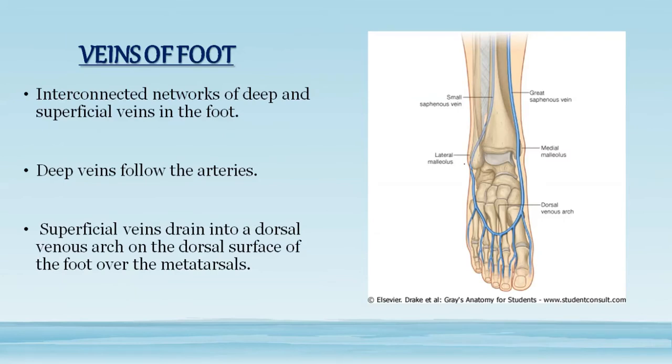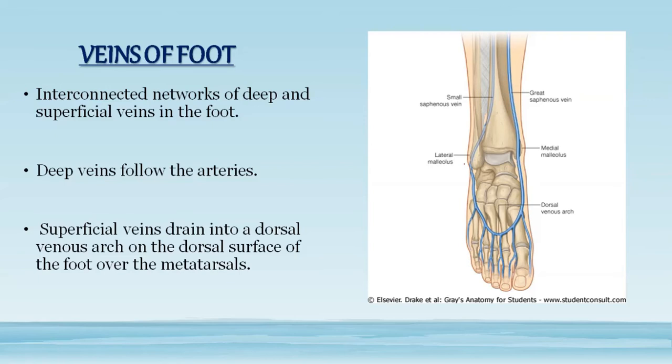Now come to the veins of the foot. The veins of the foot, or overall the veins of the lower limb, are divided into the superficial group and the deep group. The deep group of veins is situated beneath the deep fascia, whereas the superficial group is present in the subcutaneous tissue. Now, the deep veins accompany the arteries, and most of the deep veins mainly follow the arteries.